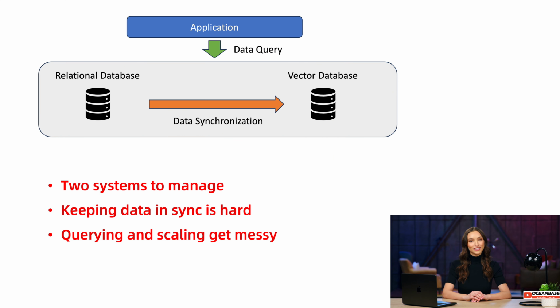Most vector databases today are standalone systems. That means if you're already storing your business data in a traditional database, now you've got two systems to manage. One for vectors and one for structured data. But this setup can cause some real headaches. First, you've got to keep data in sync across different systems, which is never fun. Second, joining structured data with vector search results? Not easy at all. And worst of all, scaling both systems together quickly gets messy and complicated.